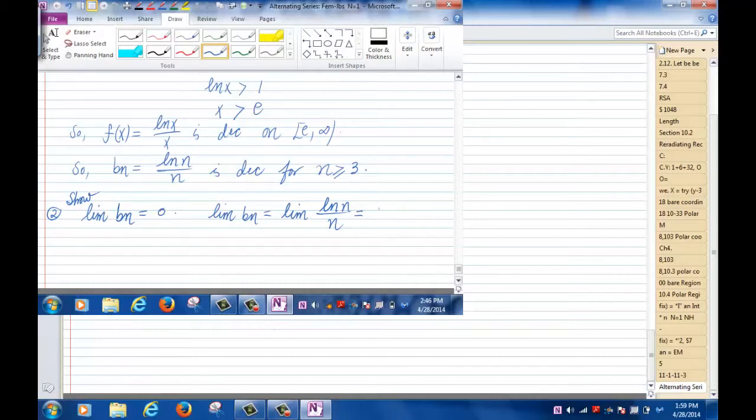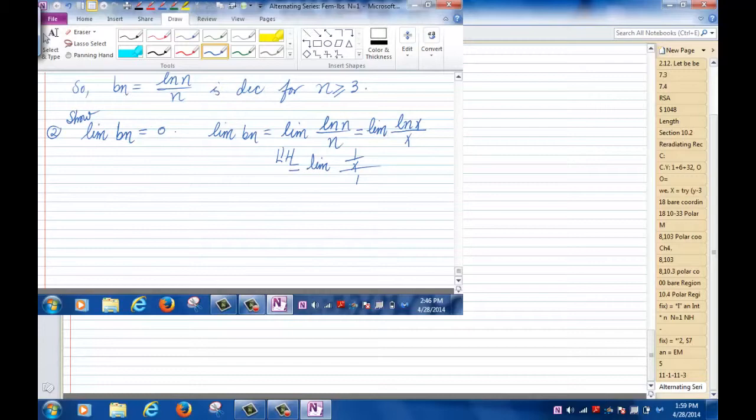L'Hopital's rule. Very good. So if I use L'Hopital's rule, I know that this is the same as the limit. Let me be more proper and convert to x, even though it doesn't really matter. If I take the derivative, I get 1 over x divided by 1. So here is where I'm applying L'Hopital's rule. And then this is the limit of 1 over x. Remember that we are looking at the limit as n goes to infinity, right? So here the limit is x goes to infinity. So this is 0. So the limit of bn is 0 as well. So both conditions are met.